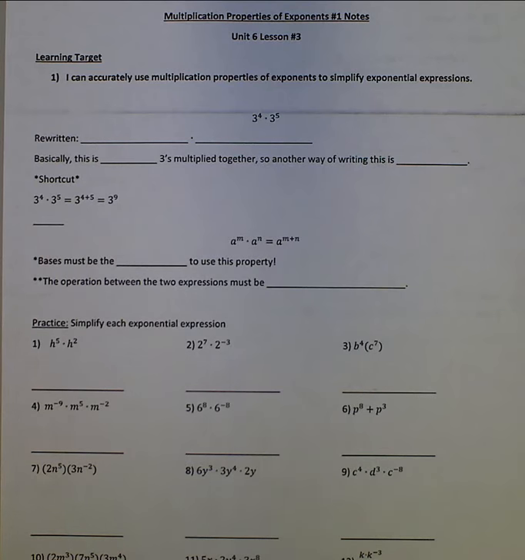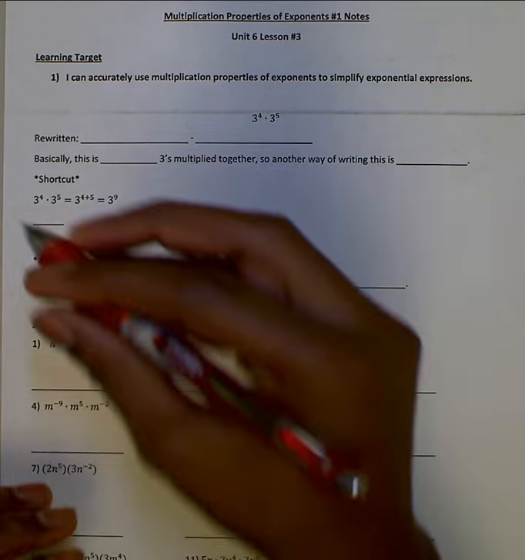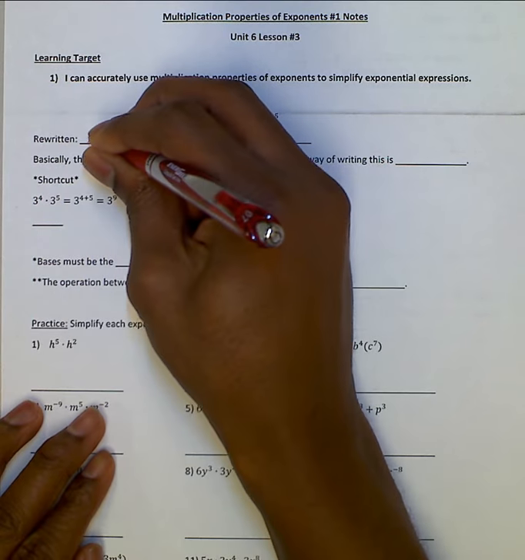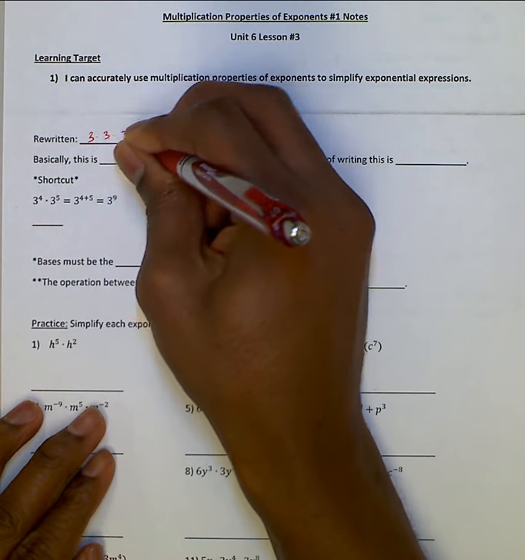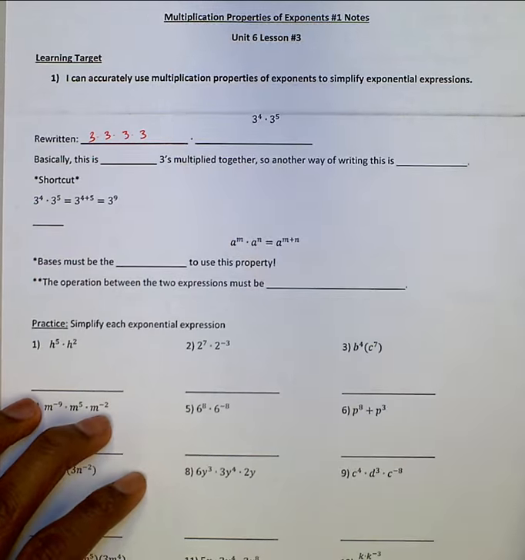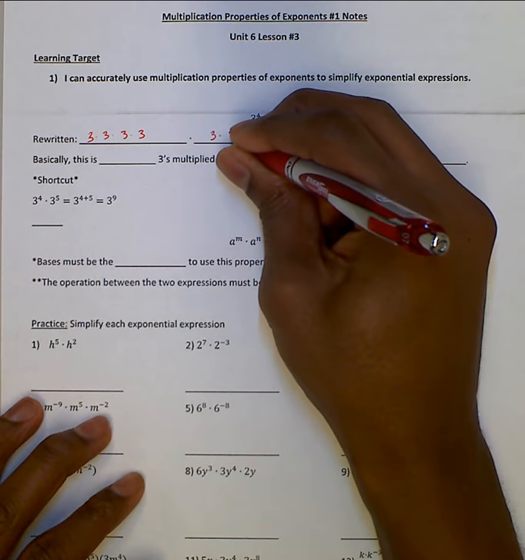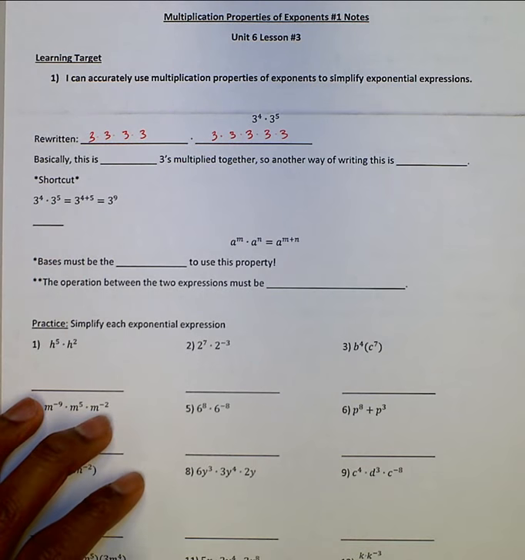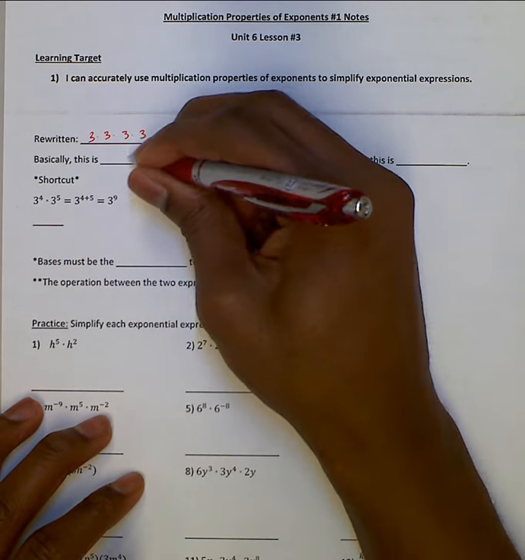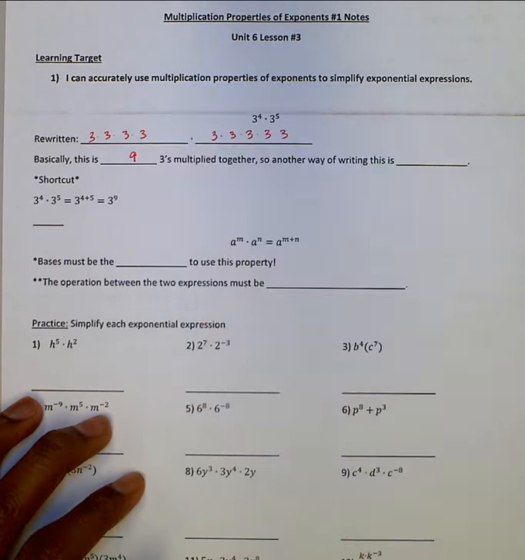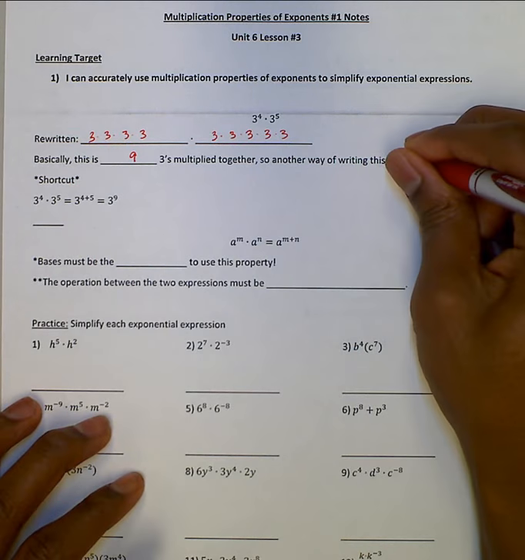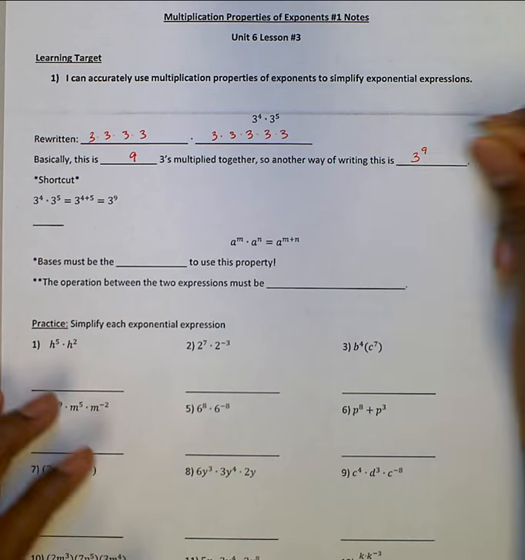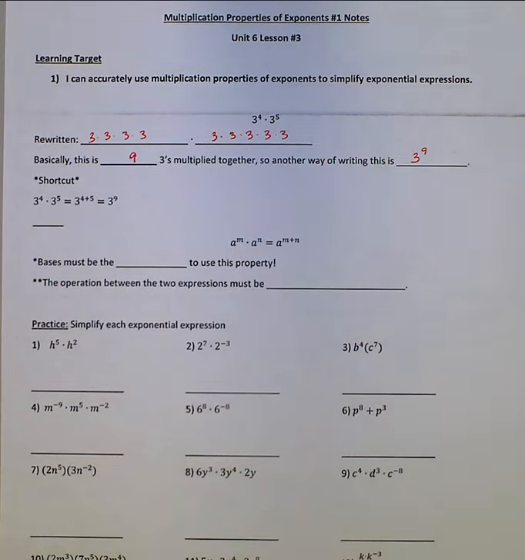We're going to rewrite this. I'm going to rewrite 3 to the 4th, and that's just 3 times 3 times 3 times 3. I'm going to rewrite 3 to the 5th, which is 3 five times. So basically, this is 1, 2, 3, 4, 5, 6, 7, 8, 9 threes multiplied together. So another way of writing this would be 3 to the 9th.